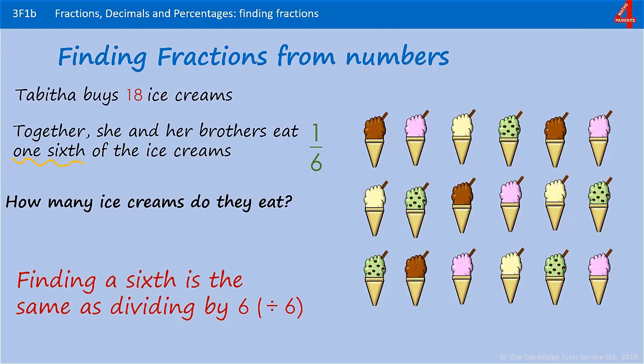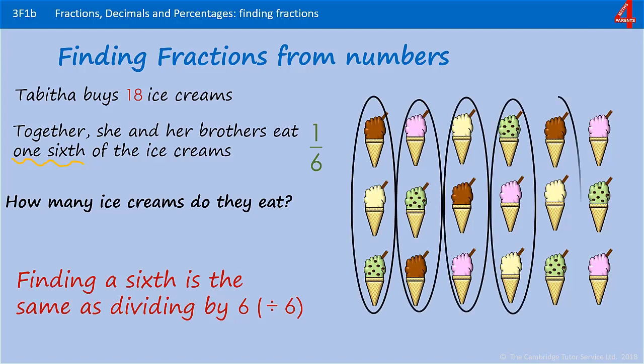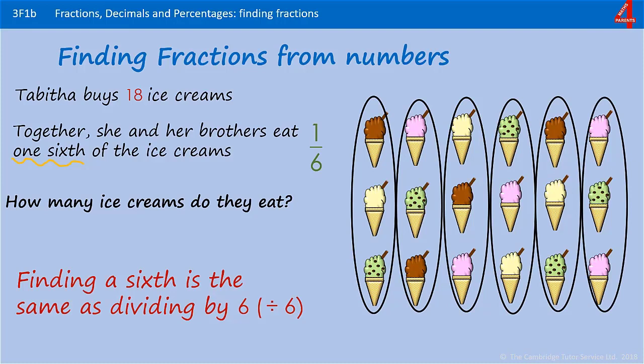We have 18 ice creams and we put them into 6 equal groups. 1, 2, 3, 4, 5, 6. You can see that in each group you have 3 ice creams. 1/6 of 18 is 3. Tabitha and her brothers eat 3 ice creams.